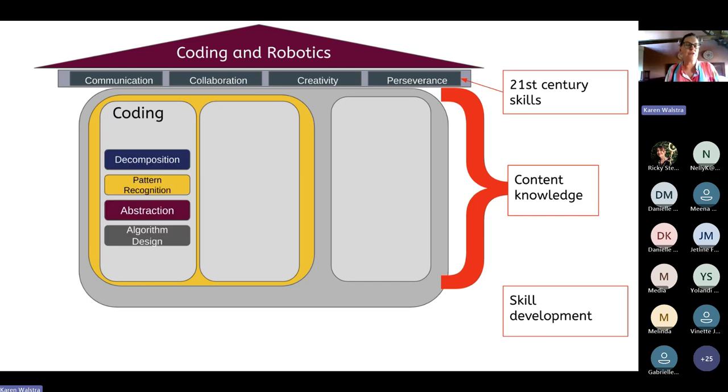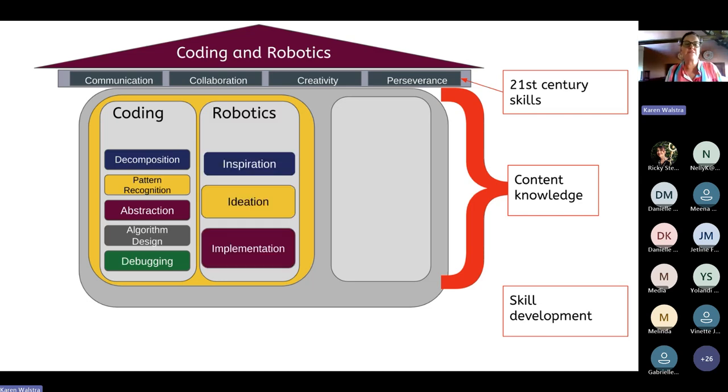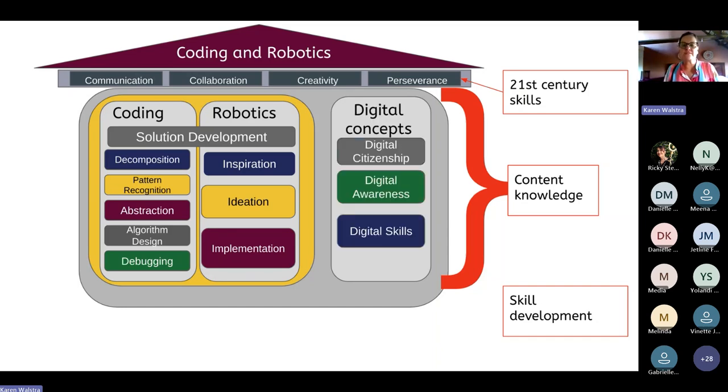Then we've got the coding curriculum, and that looks at computational thinking. But a cool thing they've added is debugging. And then the robotics, which looks at inspiration, ideation, and implementation, which are other words or similar words for the design thinking process. But all of these aspects of the curriculum are described as solution development aspects. And then another part, which I think is really important, is digital concepts. So digital citizenship, digital awareness, and digital skills. And these three areas are our content knowledge that the learners will learn as they're working through the curriculum.